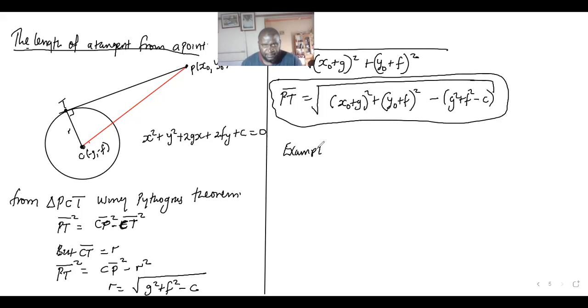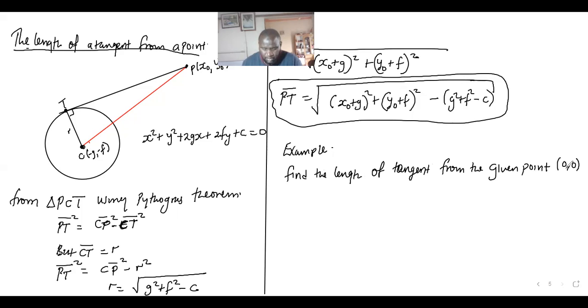So let us look for an example. Find the length of the tangent from the given point, (0, 0), to the circle whose equation is x squared plus y squared plus 4x minus 6y plus 10 is equal to 0.